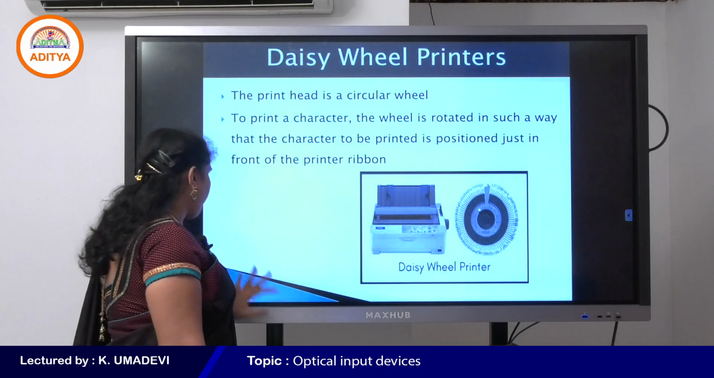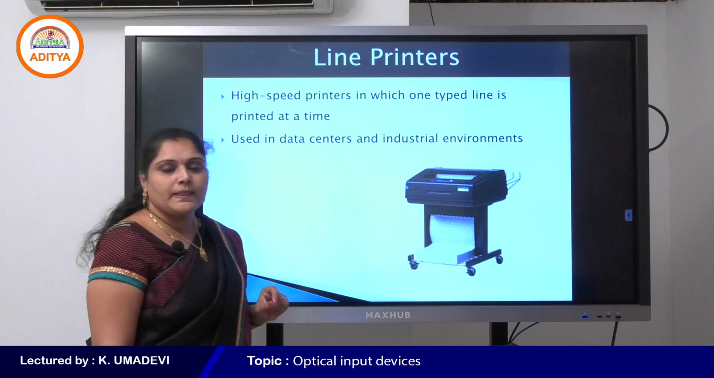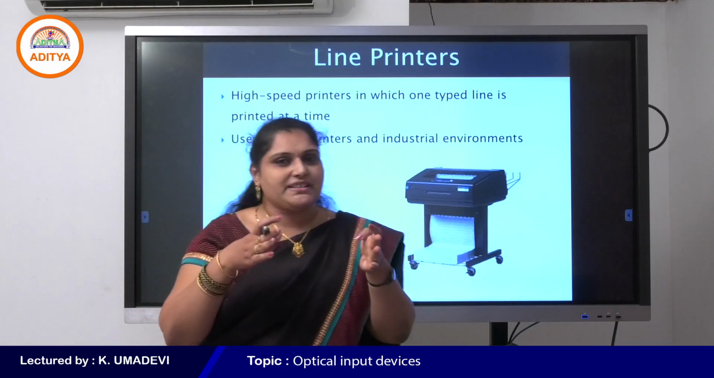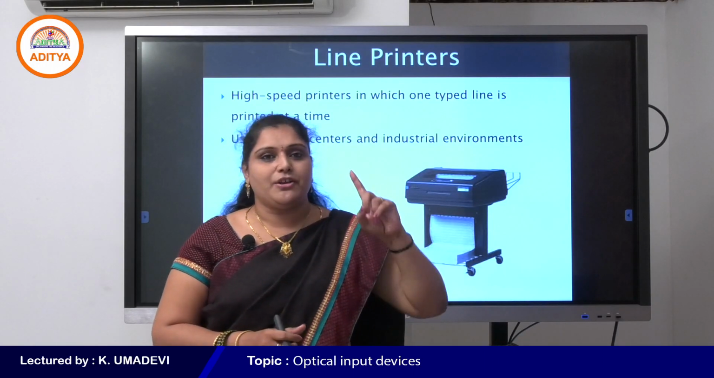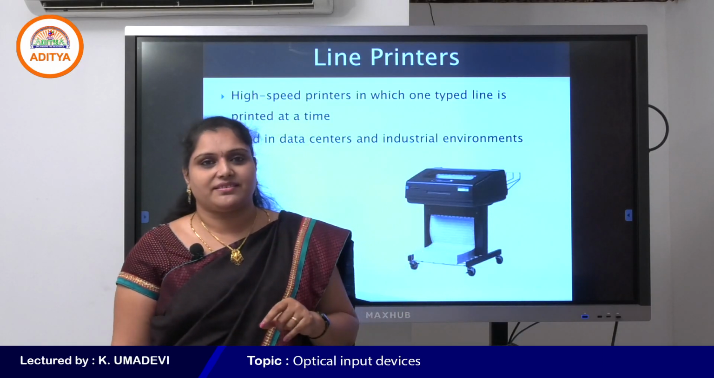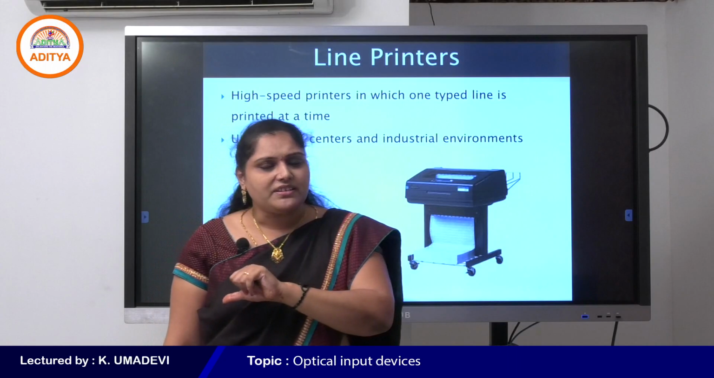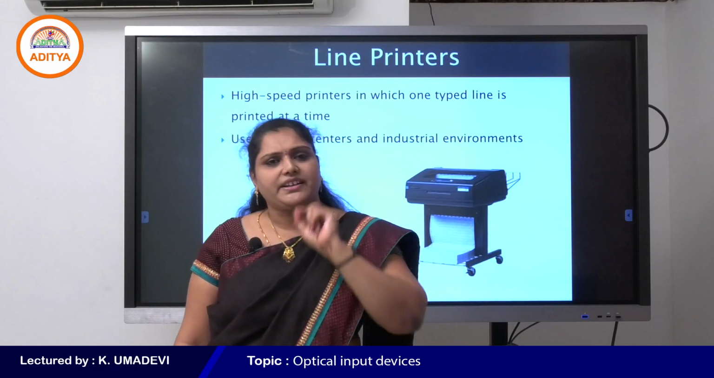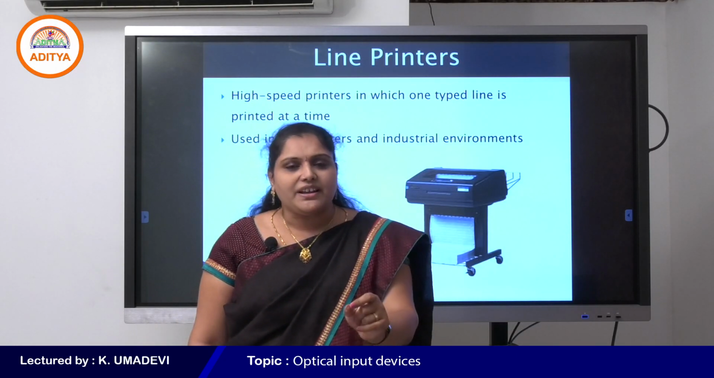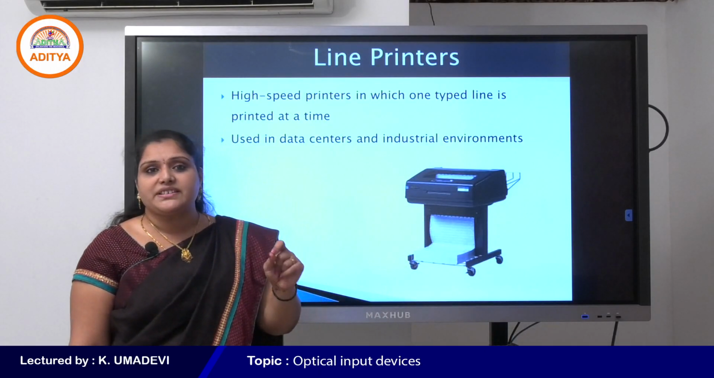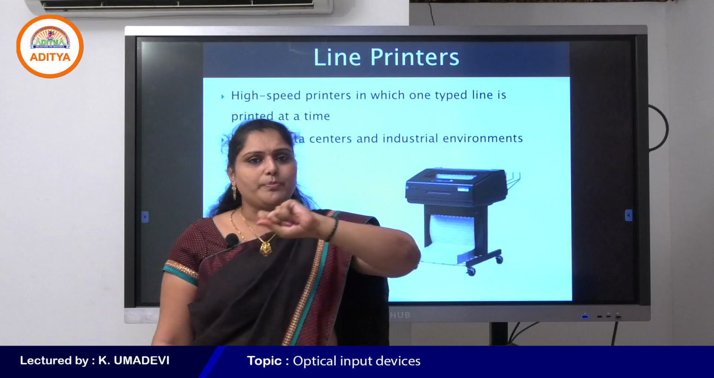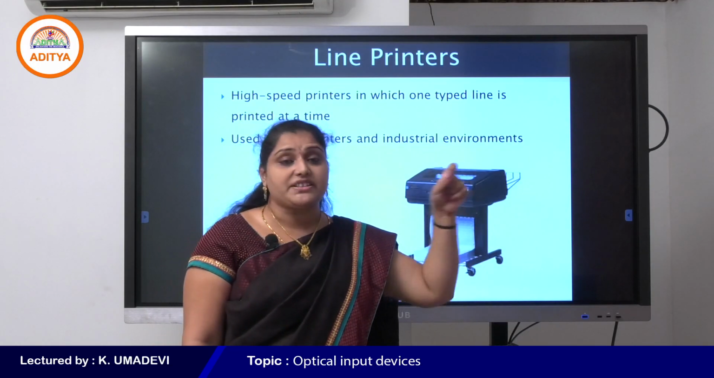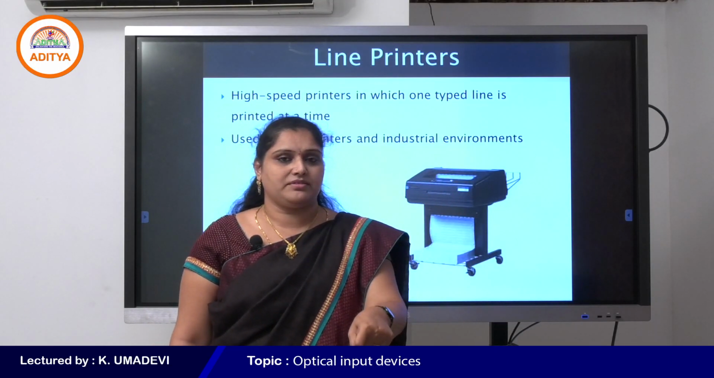But when coming to the line printer, a line printer is a high speed printer which is capable of printing one line at once. The previous printers print only one character at a time. But here the line printer prints one line at a time. That is the difference between dot matrix, daisy wheel and line printer. That's why these are called line printers.